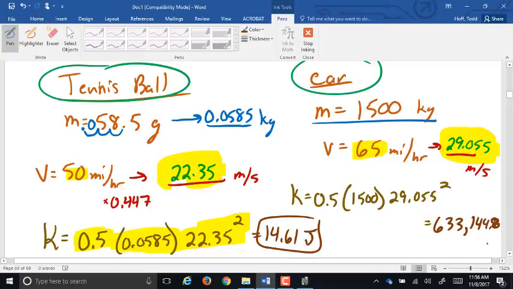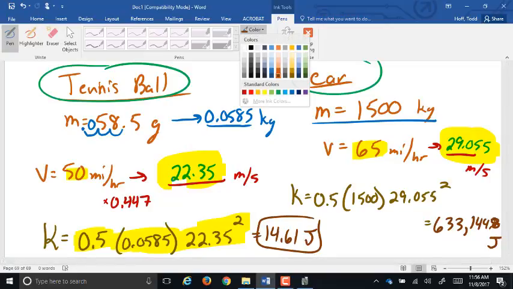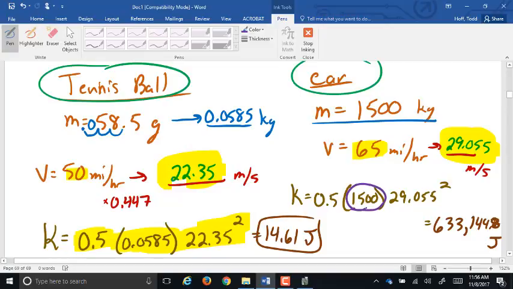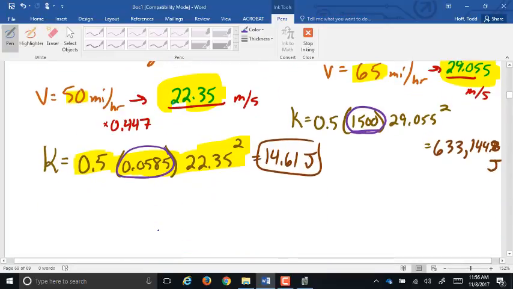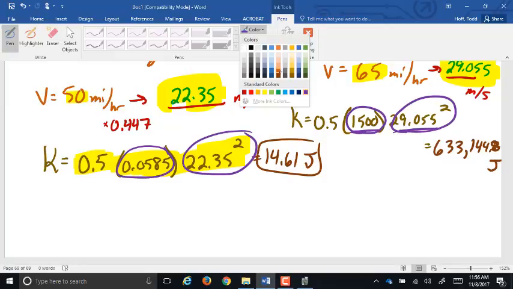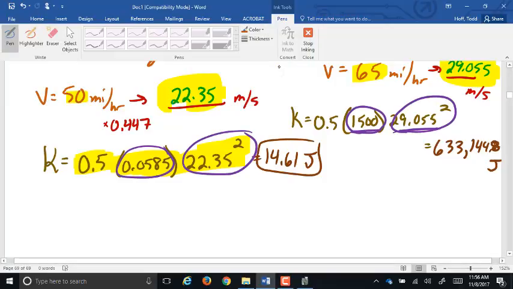Joules. So significantly more. Now the car weighs a lot more than the tennis ball. 1,500 kilograms to 0.0585 kilograms. Significantly larger there. But it's also going faster. And that velocity is squared. So in this model, it's not linear. The different items have a heavier effect.